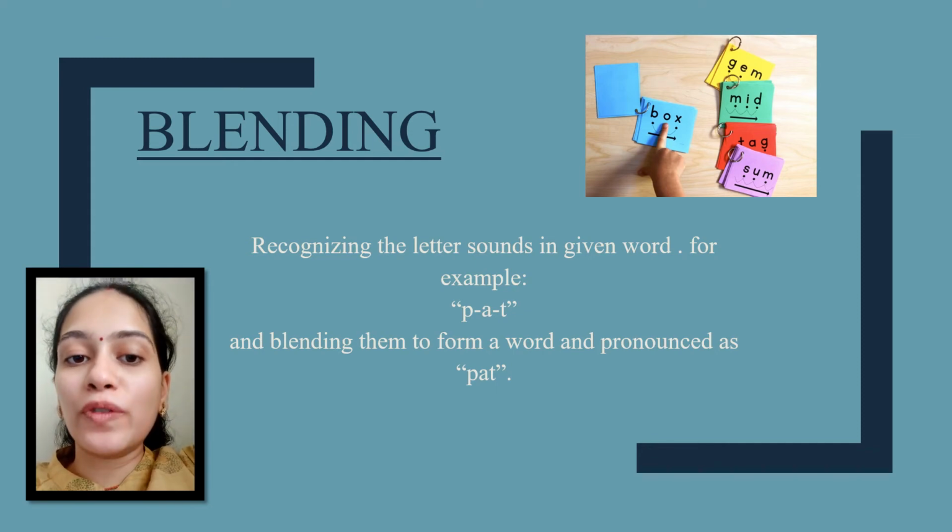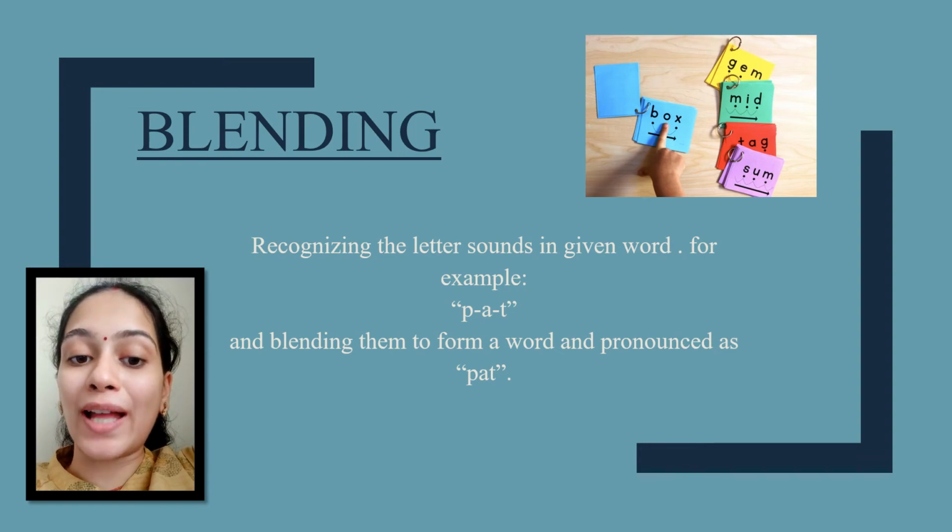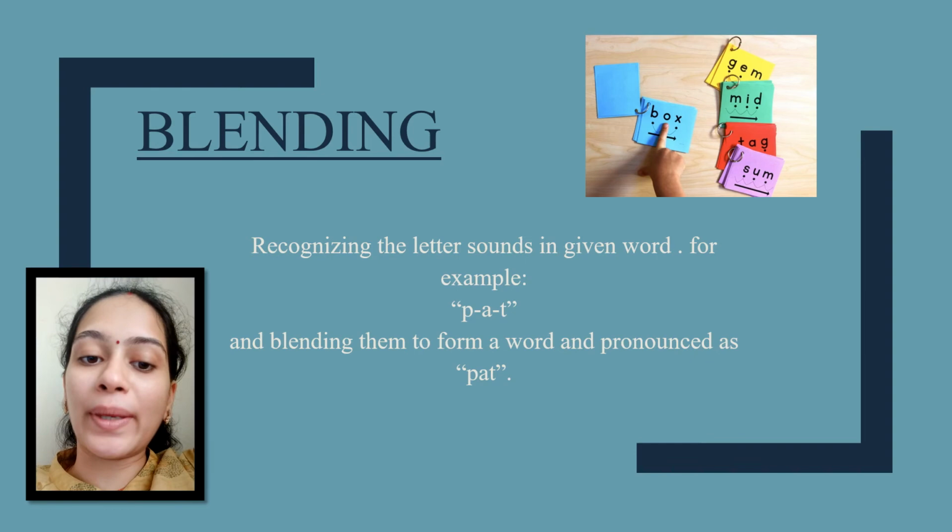So how can we teach them blending? We will say p, so they will know that p is the sound of the alphabet P, and they will write P. Then we will tell them a, so they will know that it is the sound of the alphabet A, and they will write A. Then we will show them the action of t, t, t, t. Then they know that t is the sound of the alphabet T, and this is how they will make the word p, at, pat.